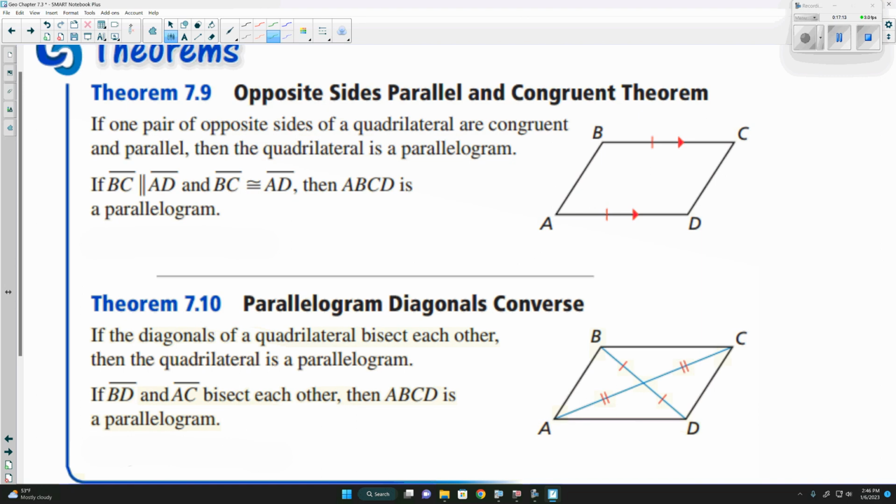So let's look at these last two theorems. If one pair of opposite sides of a quadrilateral are congruent and parallel, then it is a parallelogram. And the other one: if the diagonals bisect each other, then it's a parallelogram. So if the diagonals bisect each other, it's a parallelogram. If we have one pair of congruent and parallel sides, then it is a parallelogram as well.